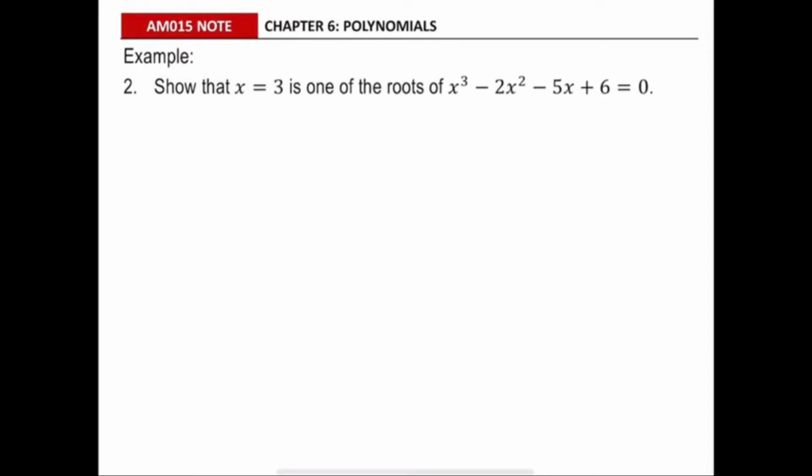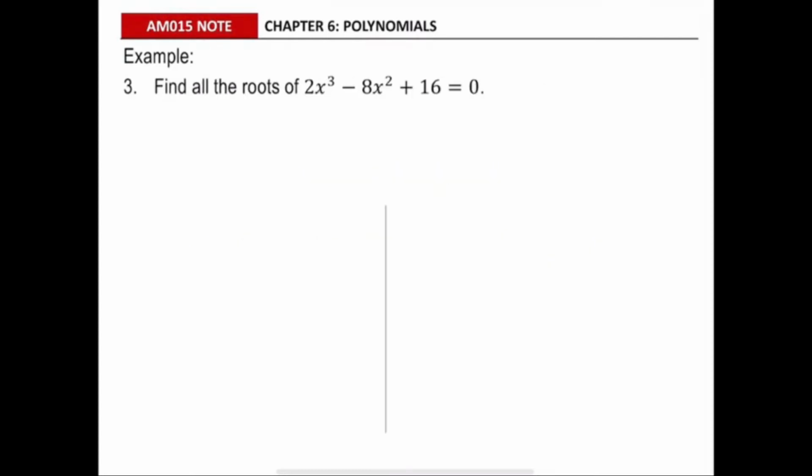Question 2 is, show that x equals 3 is one of the roots of x cubed minus 2x squared minus 5x plus 6 equals 0. This question is like the previous example. We substitute x equals 3 into the equation and show that the value is equal to 0. Then make a conclusion.